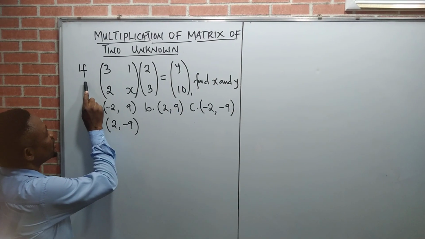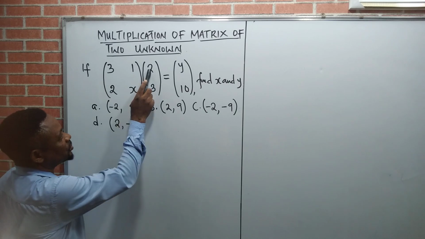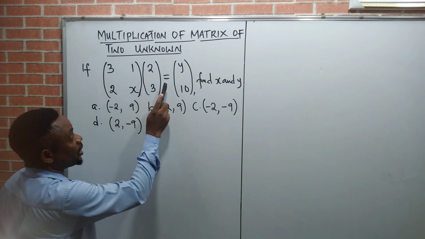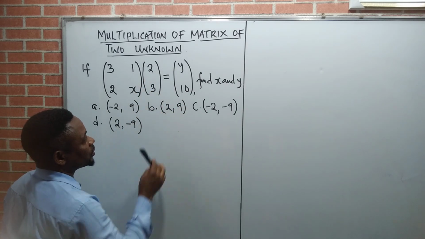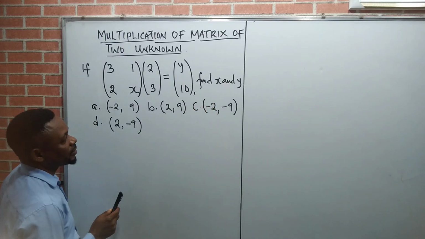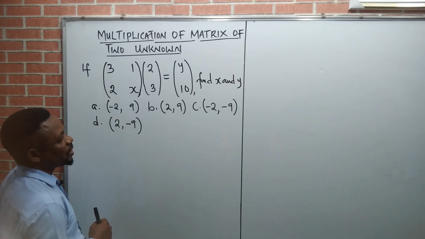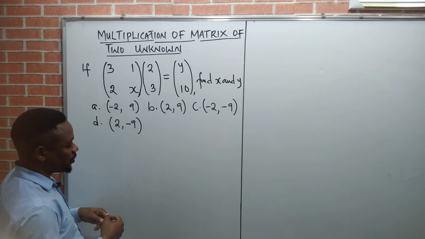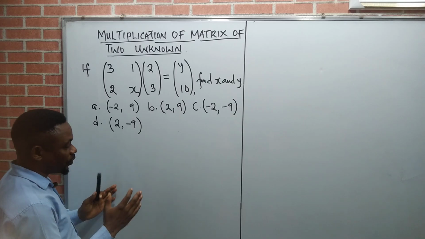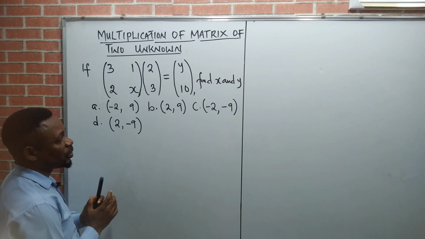The question says, if the matrix [3, 1; 2, x] times [2; 3] is equal to [y; 10]. The question says find x and y. Find what? x and y. And look at the options. Now I'm going to solve this particular problem in a short form that everybody must understand. And this is an objective question.